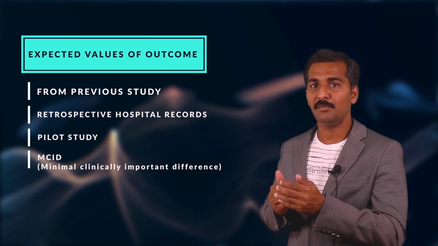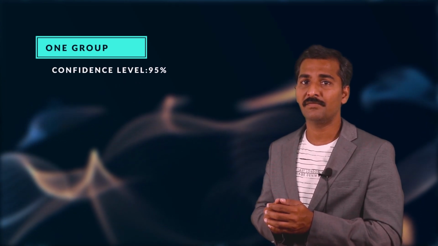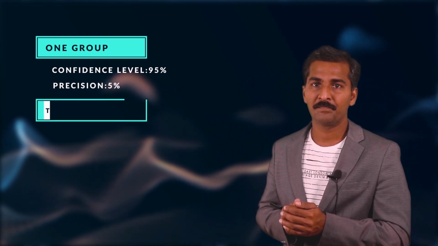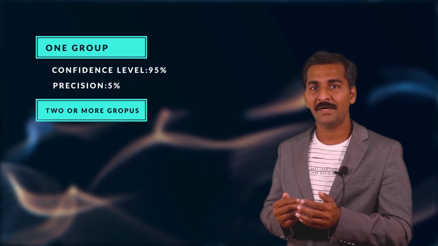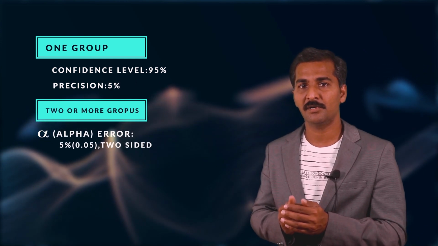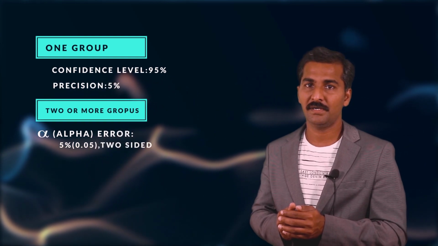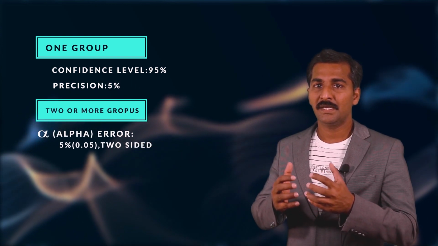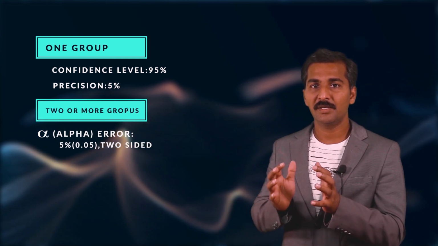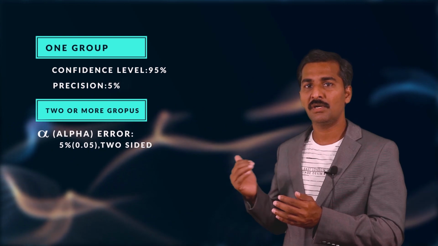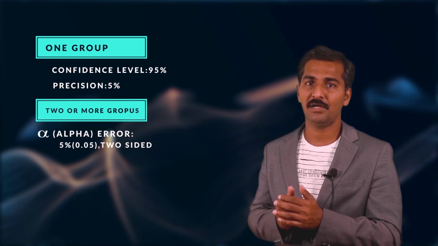And the final and important aspects, which are fixed in many research studies: in case of a single group, it is a 95% confidence level and the precision, which is usually kept at 5%. In case of a comparative study, the alpha error is usually kept at 5% or 0.05, and most of the time it is kept as a two-sided alpha error. That means you are saying that my result can go in either direction. You are keeping it open. If you are very sure that your result can go only in one direction, then you will usually specify it as a one-sided alpha error.